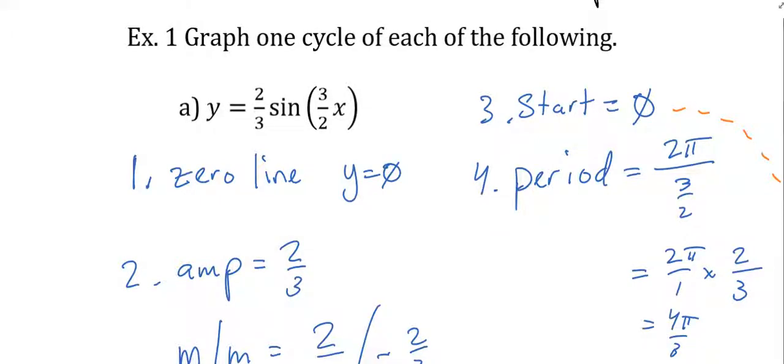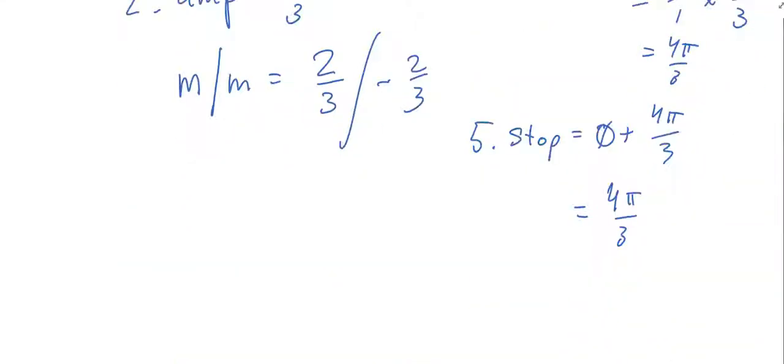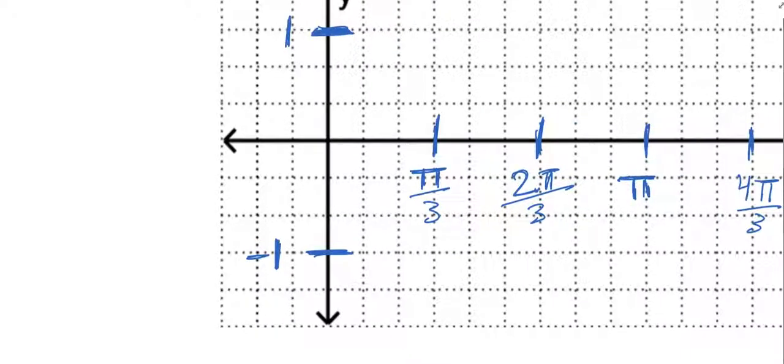And then 1, 2, 3 squares, because that's what we chose, to the max. 1, 2, 3 squares back to the 0 line. 1, 2, 3 squares to the min. 1, 2, 3 squares back to the 0 line.